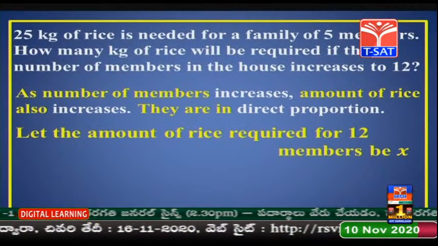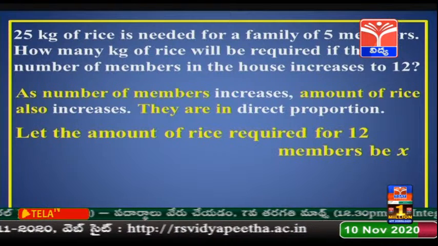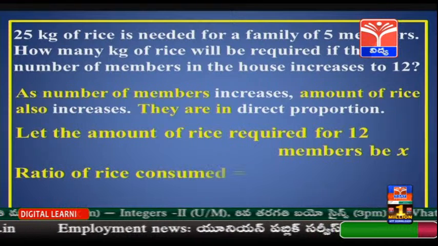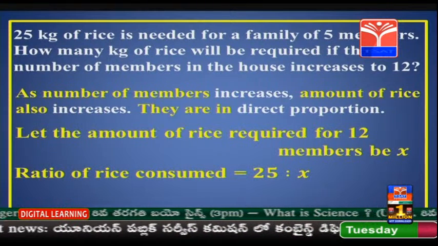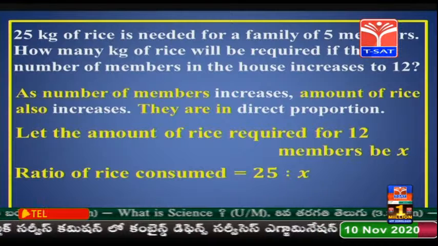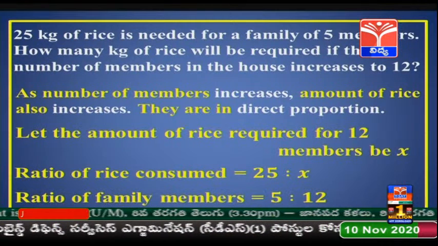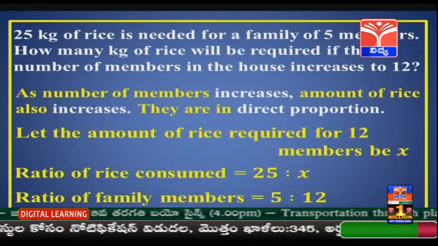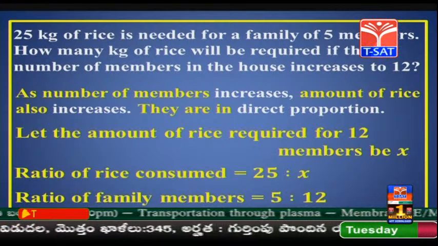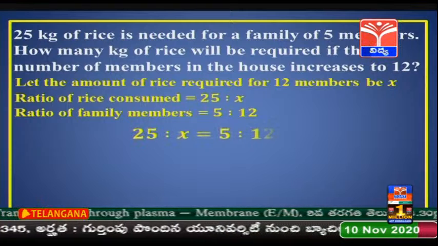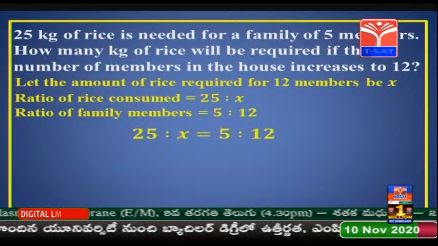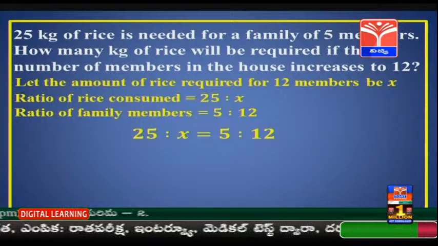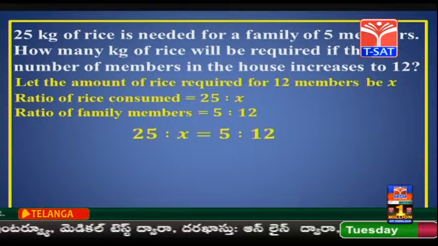So, let the amount of rice required for 12 members be x. Since we do not know that quantity, we are assuming it as x. Now, what is the ratio of rice consumed? 25 is to x. Now, what is the ratio of family members? Previously there were 5, now increased to 12. So, it is 5 is to 12. Now, this ratio of rice and the ratio of family members are in direct proportion. So, 25 is to x is equal to 5 is to 12.